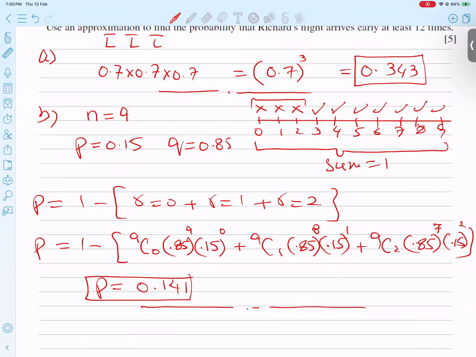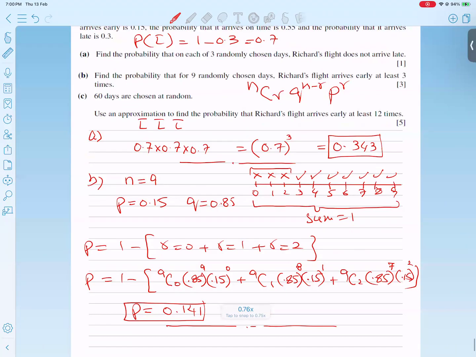Now, sir, the answer is 0.343. Okay, let me check. No, sir, you're doing the second part. Yes, this is the second part, right? Okay, sir, second part, correct. Okay, thank you very much.